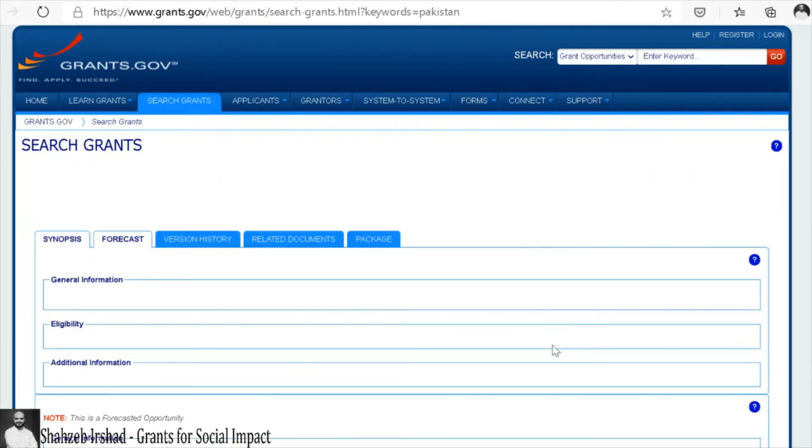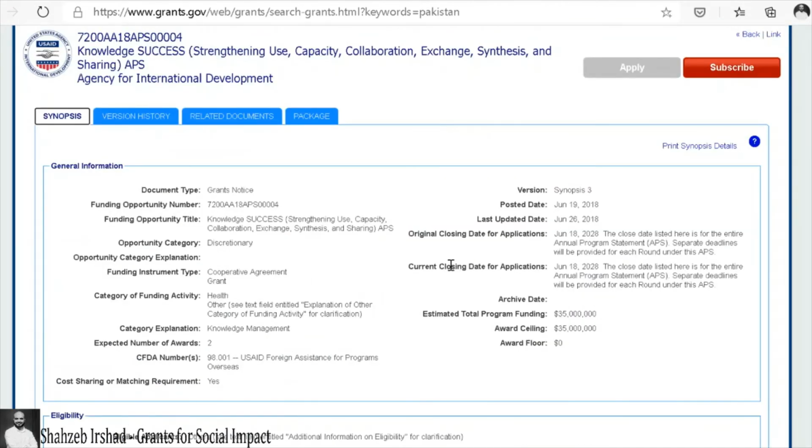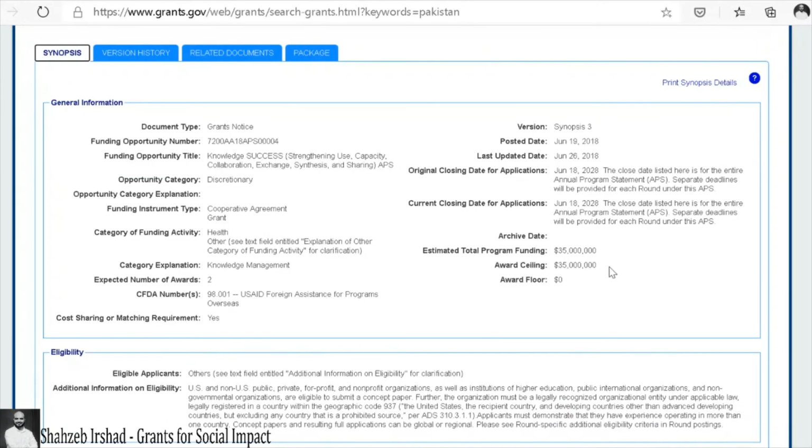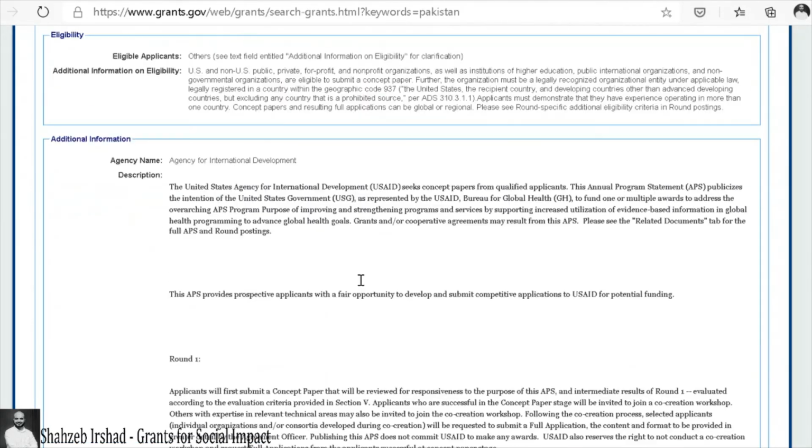Then lastly, this is the Knowledge and Success Program. It is specifically talking about, oh wow, so the estimated program funding is about $35 million and there is no award floor. And then the close date is listed for the entire annual program statement, with separate deadlines for each round under the annual program statement. Interesting. And then it is seeking proposals from qualified applicants to publicize the intention of the United States government to fund one or multiple awards to address the overarching program purpose of improving and strengthening programs and services by supporting increased utilization of evidence-based information in global health programming, okay, to advance global health goals.